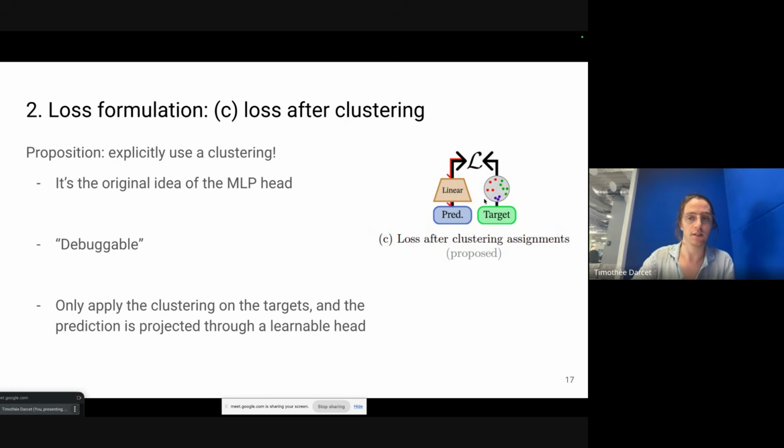And we can double check that this is happening by visualizing the clustering and seeing whether what clusters together is really like dogs clustered together in the semantic space. So it's really nice. So that's what we propose. And the question is, does it work?